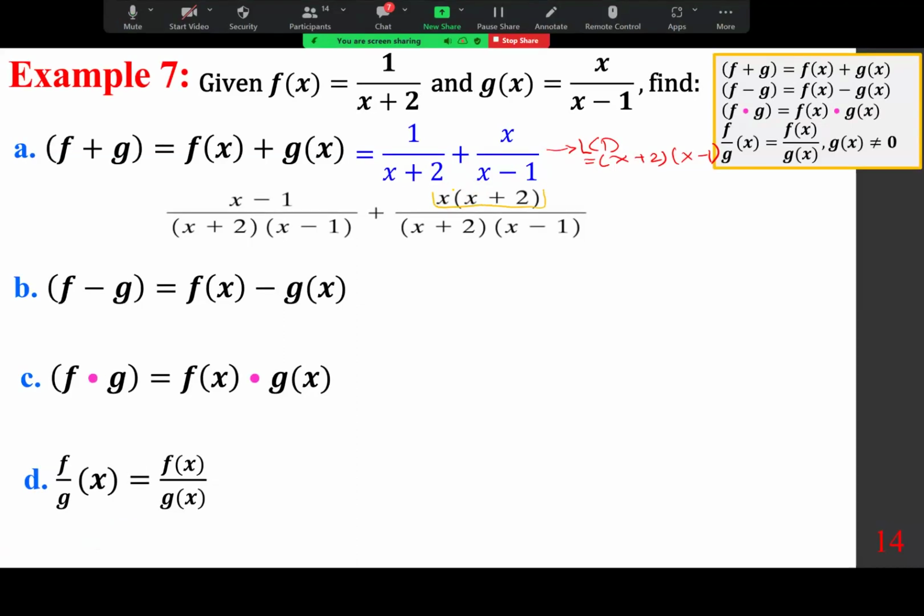This gives us, let me write it here, x squared plus 2x. So to add everything and putting the numerator in descending order, we have x squared, 2x and x, 3x minus 1, and the denominator, you keep it as a product of x plus 2 and x minus 1.